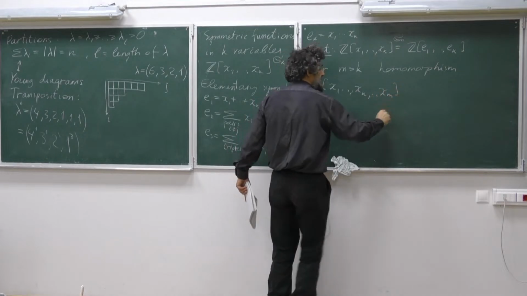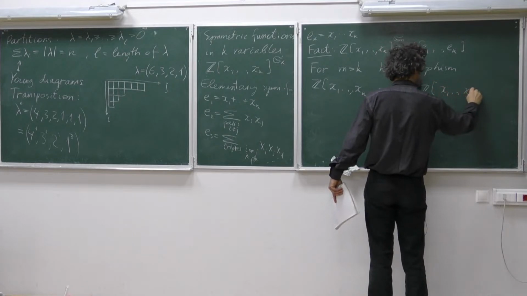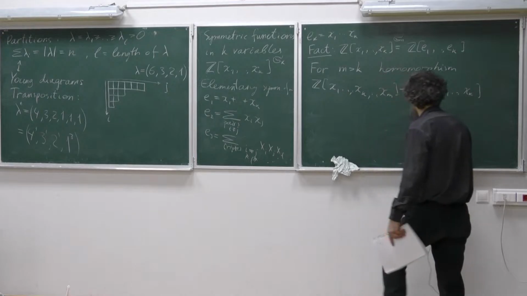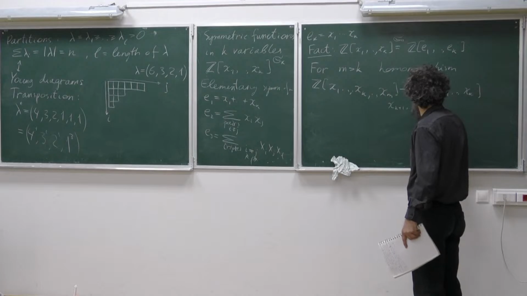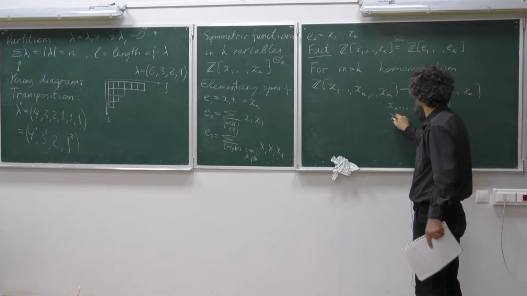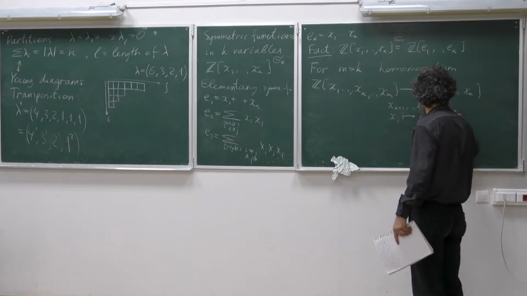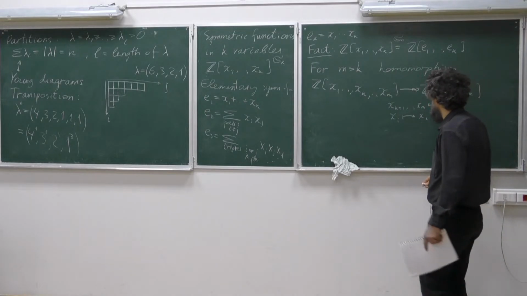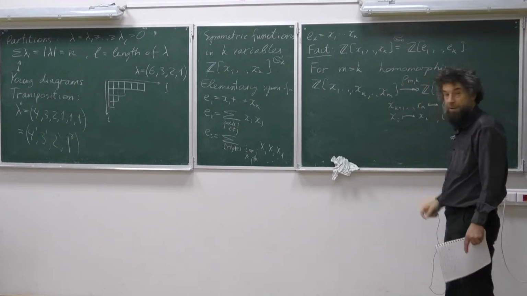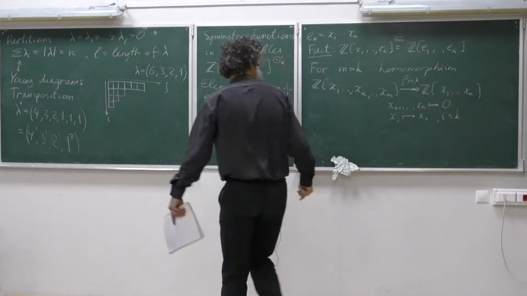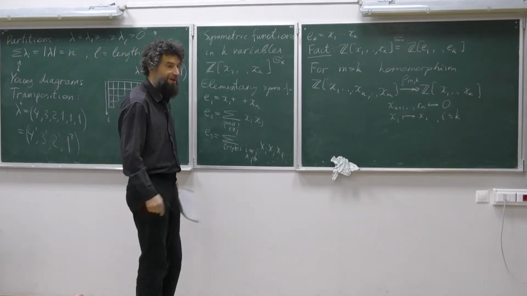m variables onto the ring of polynomials in k variables, a very simple one, namely x k plus 1 and so on, xm, all go to 0, and xi goes to xi if i is less than or equal to k. Okay, this is called rho mk. Yes, there is such a restriction homomorphism.